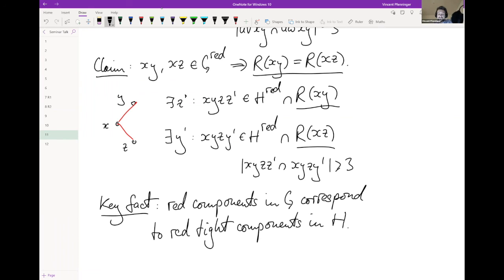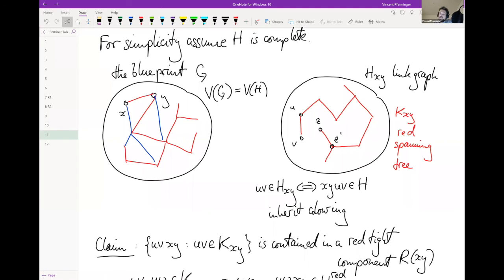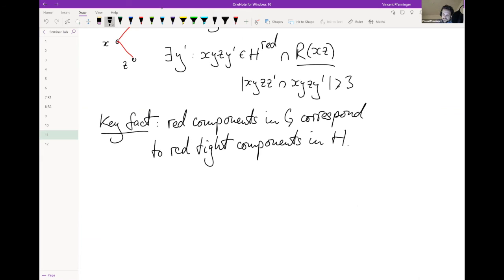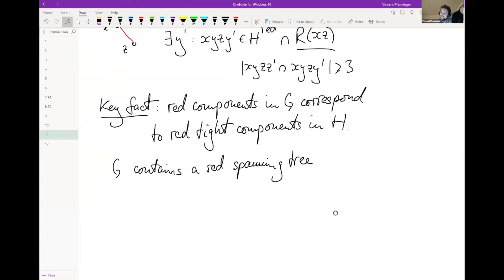Okay, and now if we look at G, it is a red-blue edge-colored complete graph. So again, by the exercise, it will contain either a red spanning tree or a blue spanning tree. So say it contains a red spanning tree. So now G contains a red spanning tree. So this will mean that actually all the red edges in G induce the same red tight component in H.